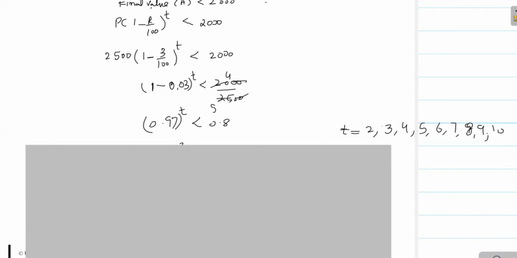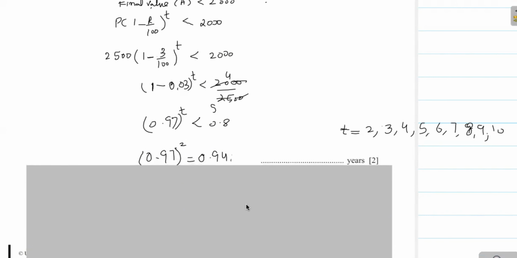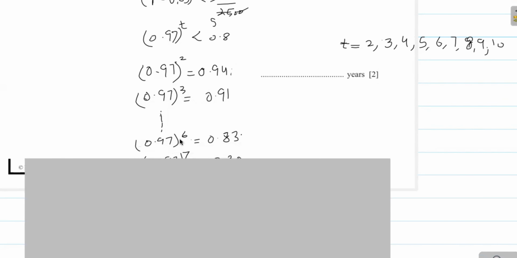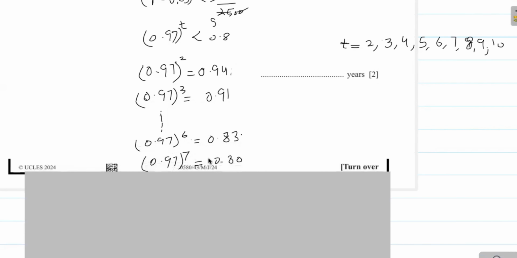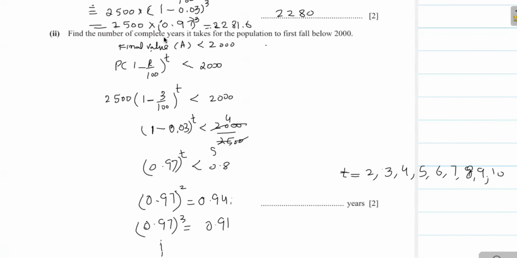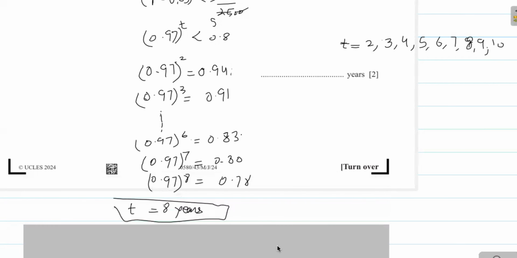Now we take 0.97 square, that's equal to 0.94. This is not less than 0.8. Look here, we get 0.97 power 7, the value 0.8. Now we have to take a less-than value, therefore when we take 0.97 power t, we get 0.78. When we take time 8 years, the population falls below 2000, and therefore t equal to 8 years.